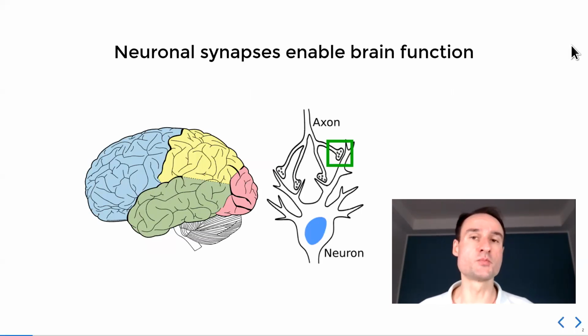The human brain is comprised of billions of electrically excitable cells, neurons, that communicate with each other to give rise to brain function. At the heart of these communications are synapses, which transmit the electrical information, action potentials, from one neuron to the next.